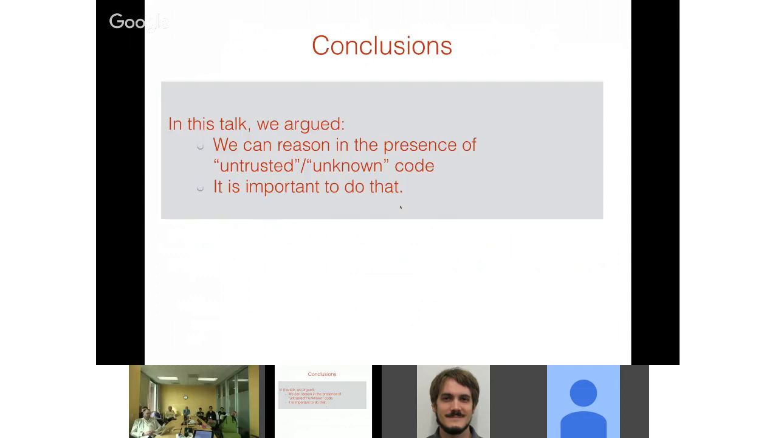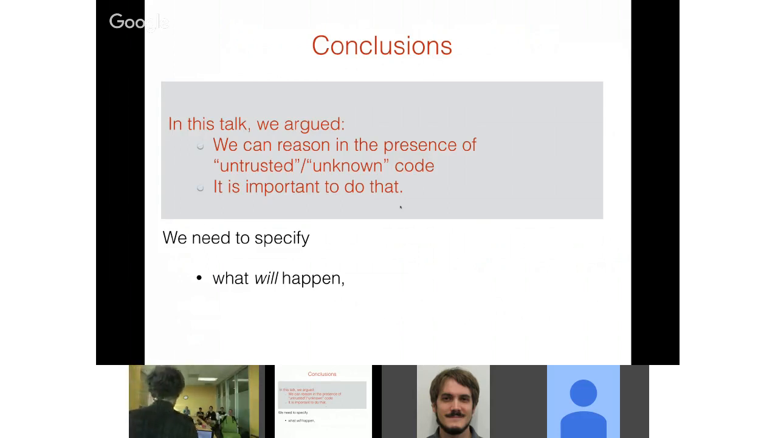So what we have shown is that we can reason about code in the presence of other code, which is untrusted or unknown. We believe that it is important to do that. We have shown the ingredients of this work, but in particular, we need to specify not only what will happen in terms of necessary condition, but also what will not happen. What will happen is about sufficient conditions.